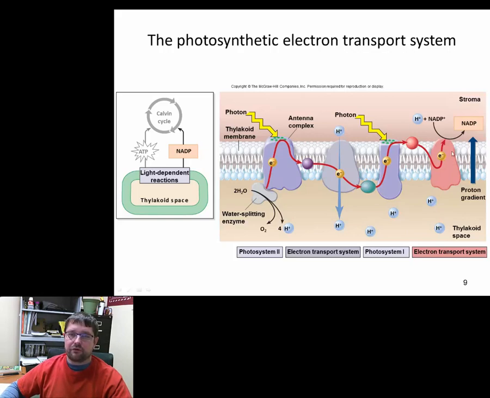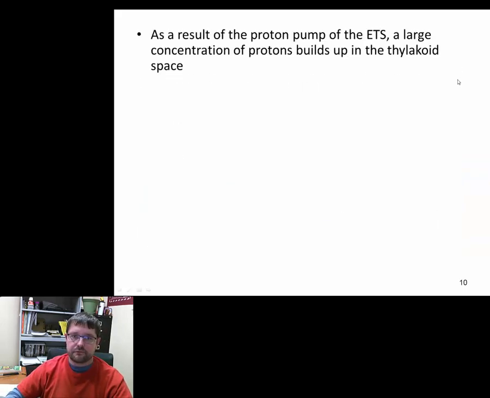But that electron is going to be donated to NADP, to form NADPH. This is a misprint. There should be an H at the end of that. So it should say NADPH. All right, so let's look at ATP synthase.